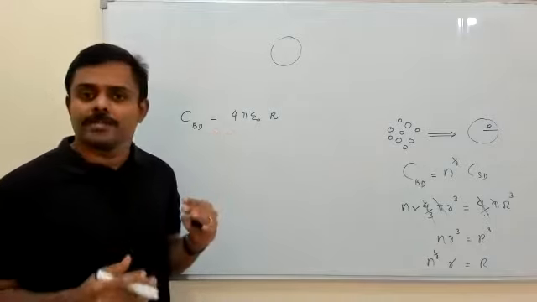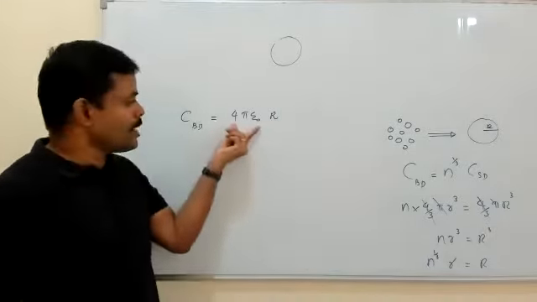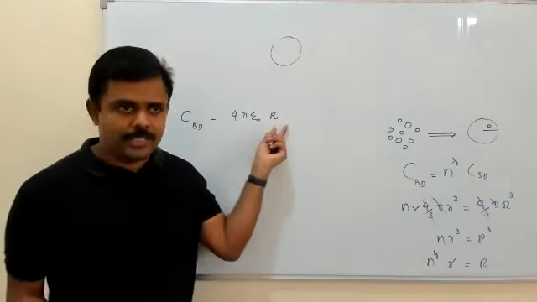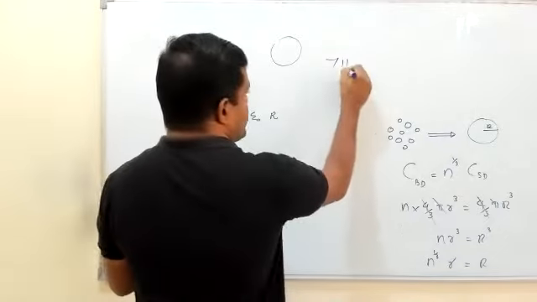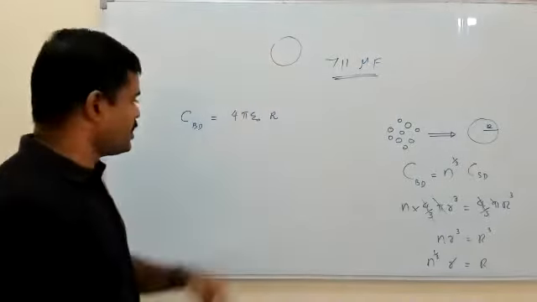Using this, you can find the capacitance of Earth. Earth is like a sphere, no? So you can put the 4 pi epsilon 0 value. Radius of Earth is 6,400 kilometers. If you calculate it, you are going to get 711 microfarad. That is the capacitance of Earth. Forget about it, you won't need it.